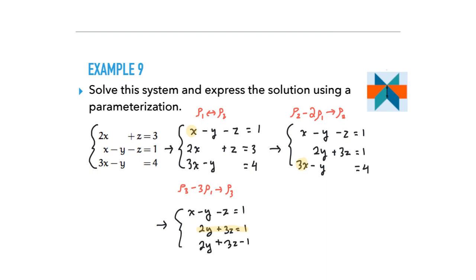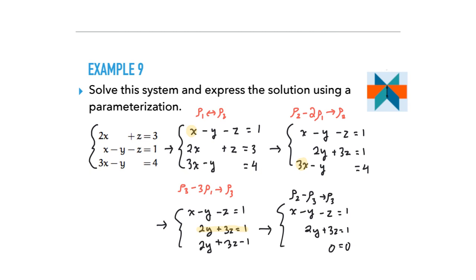And that tells me that in my next step, all I would need to do is take row 2 and subtract row 3, or add negative 1 row 3's to it, and place that into row 3 in order to have 0 equals 0 as my third equation.